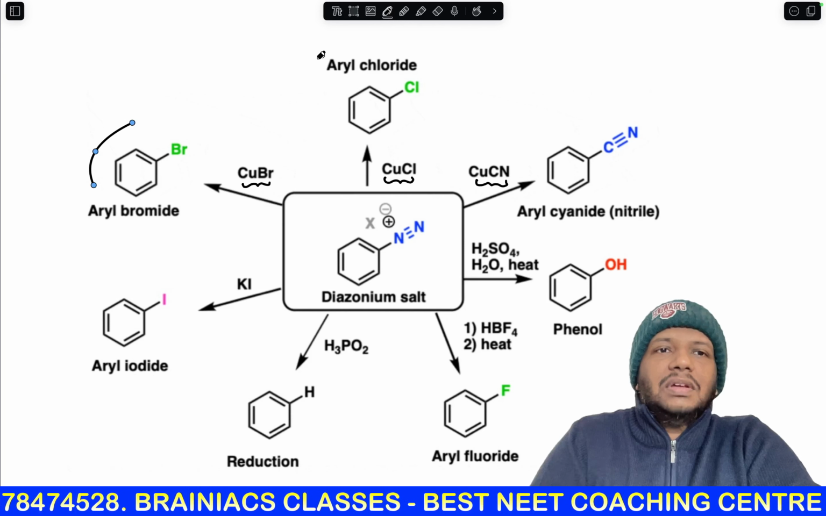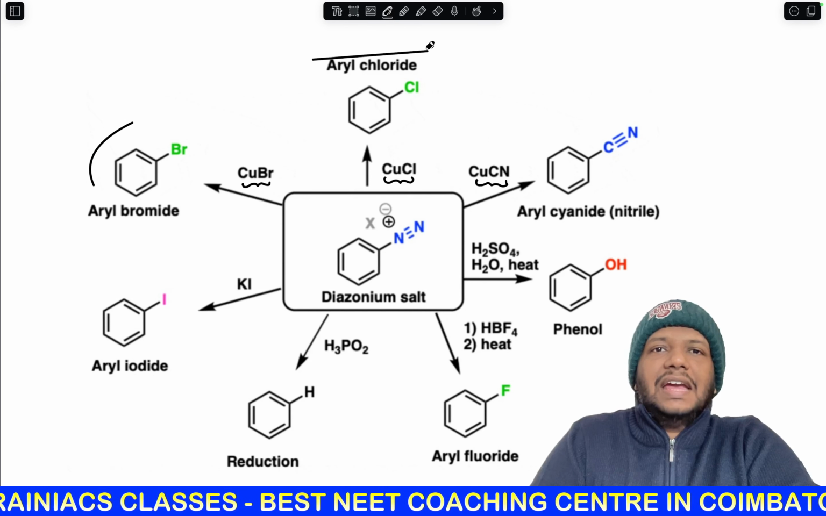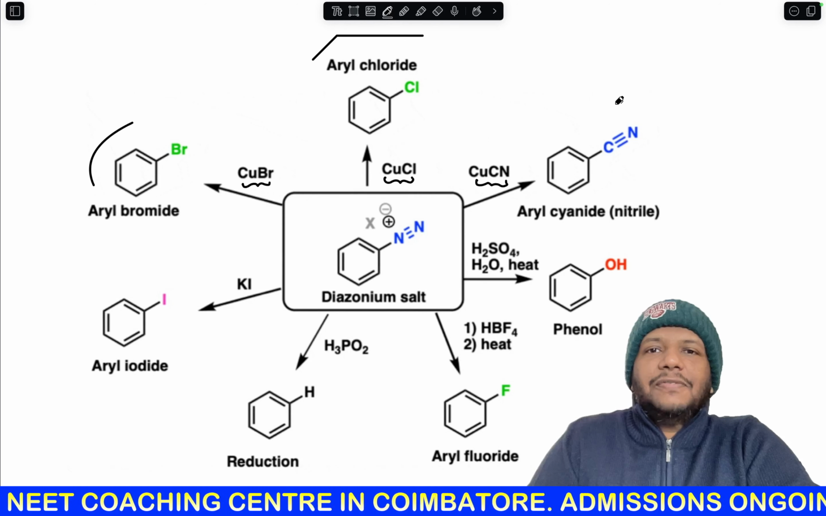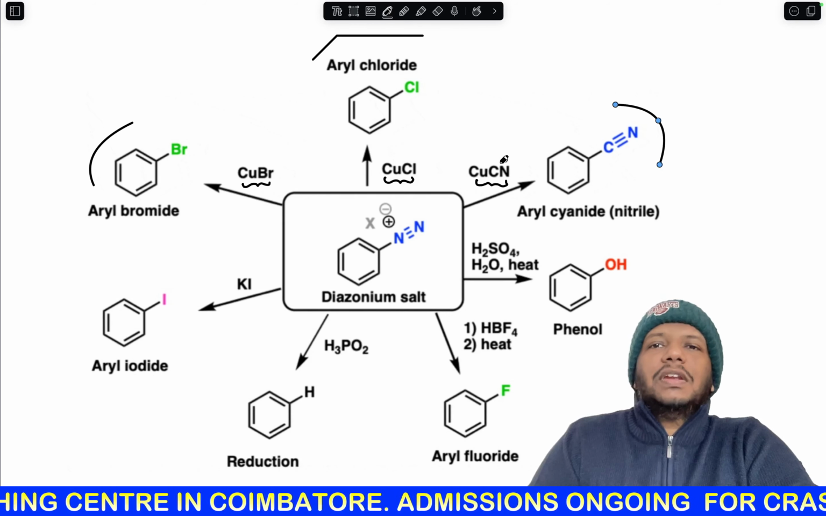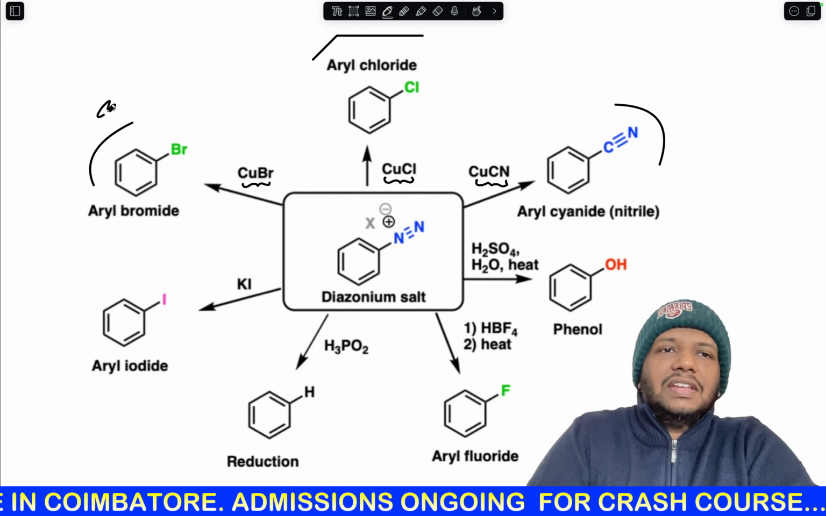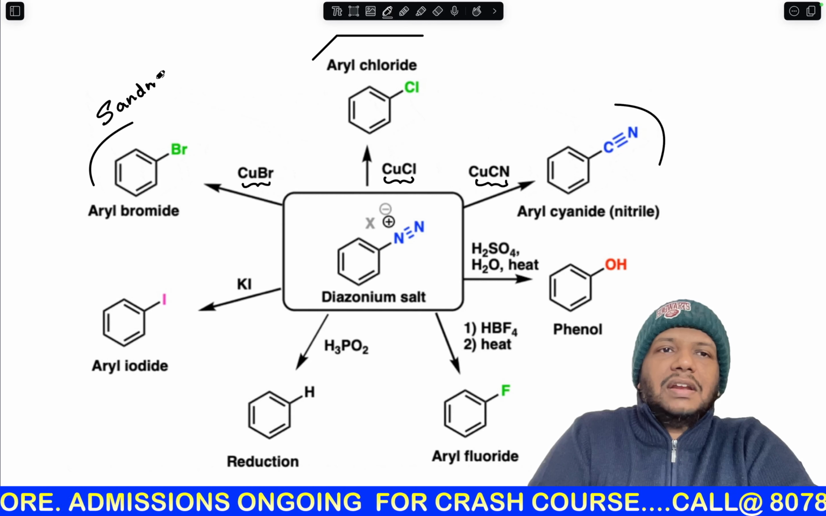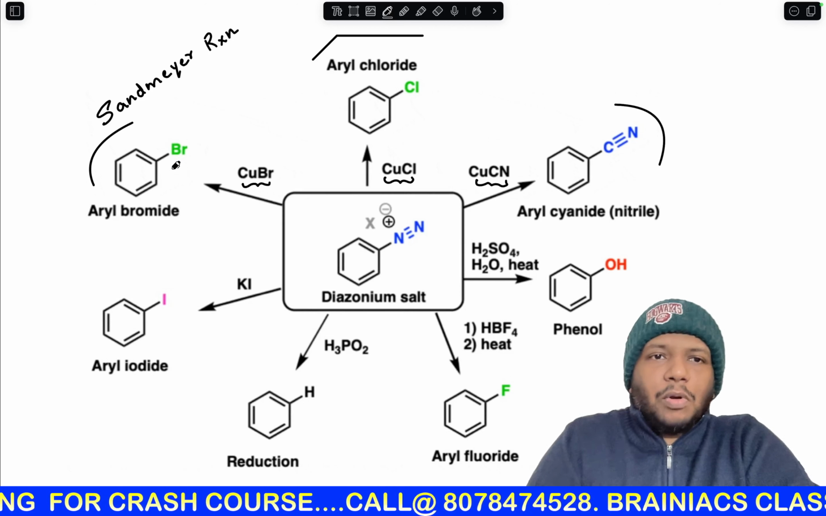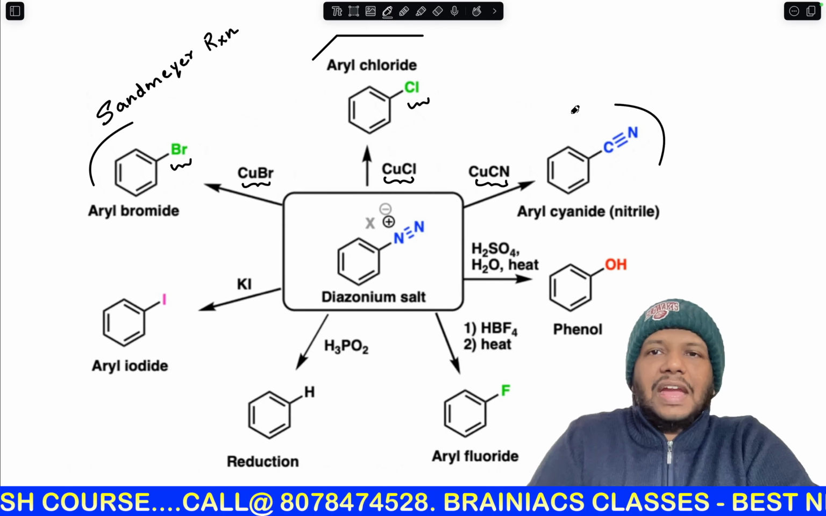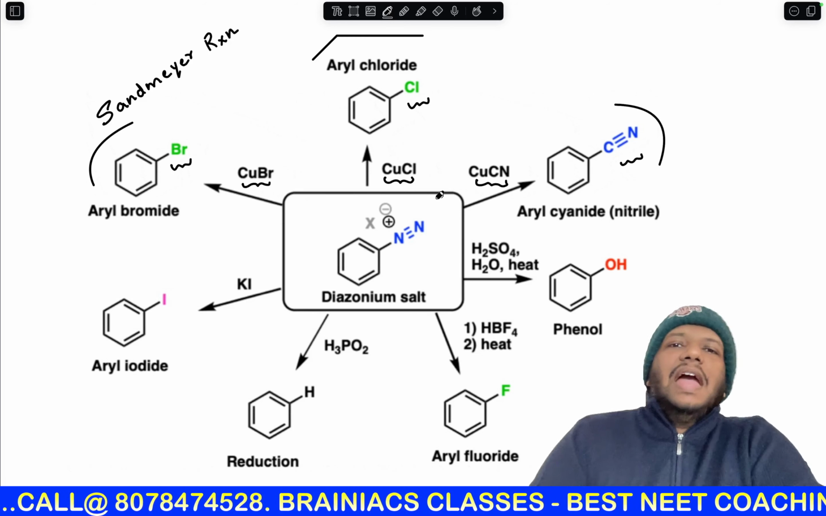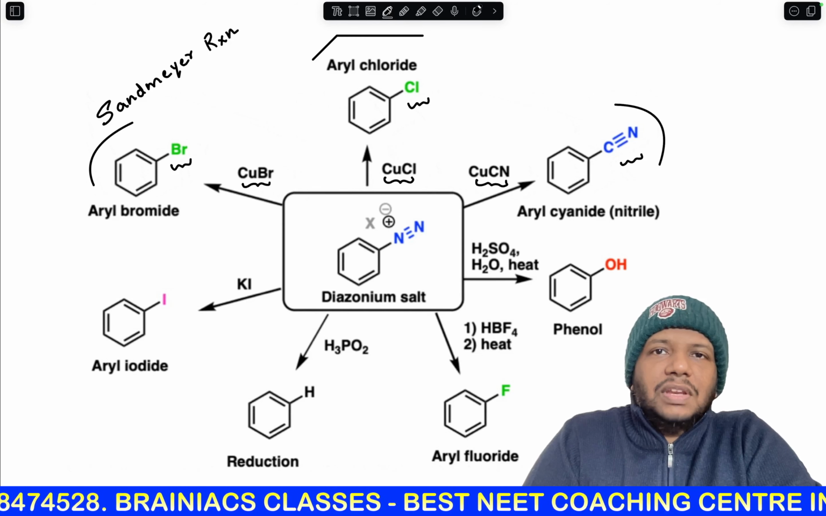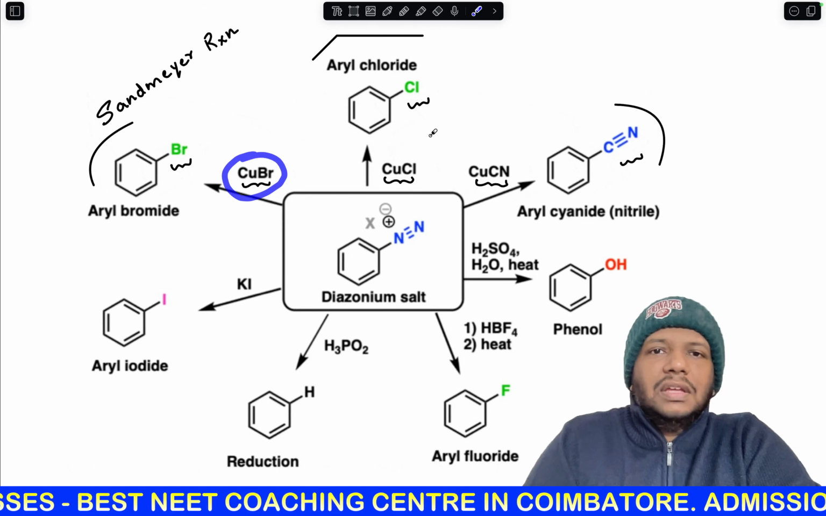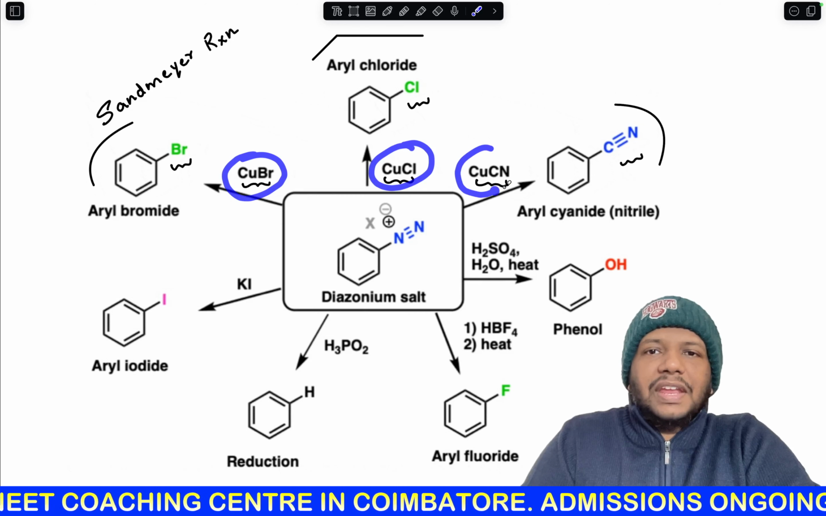So this one, this one, and finally this one. These three are popularly known as Sandmeyer reactions. All these reactions are used to prepare bromobenzene, chlorobenzene and cyanobenzene. And you can see what the reagent used is, very, very important. The reagents used here are copper bromide, copper chloride and copper cyanide.